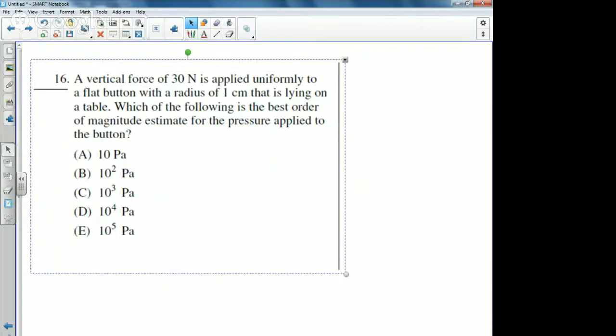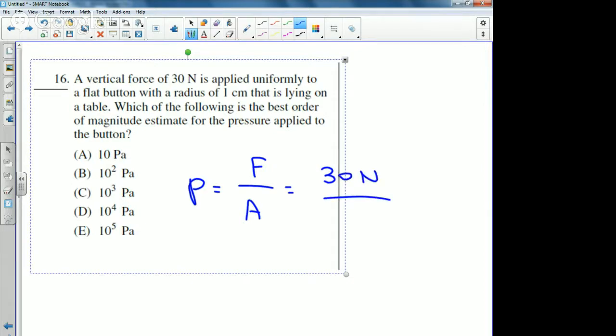In 16, they ask us how much pressure is being applied. Well, this is actually a fluids formula where we have pressure is equal to force over area. Now they tell us that the force is 30 newtons. The question is, what's the area? They give us the radius, and it's probably a circular button if it's going to be a button. So area is, of course, pi r squared. Now I'm going to write it out in actual numbers. Well, I'll write pi r squared first.